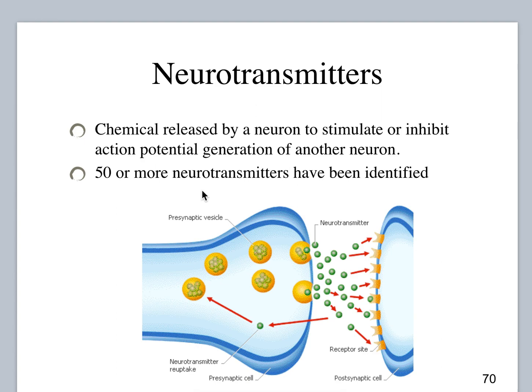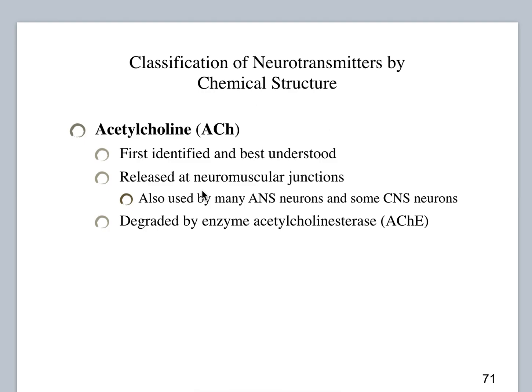Neurotransmitters are the chemicals released from one neuron to stimulate or inhibit the other neuron. There are many different neurotransmitters that have been identified. Acetylcholine was one of the first ones we understood. This is what's released at the neuromuscular junction. It's also used by many neurons themselves. It's degraded by the enzyme acetylcholinesterase.